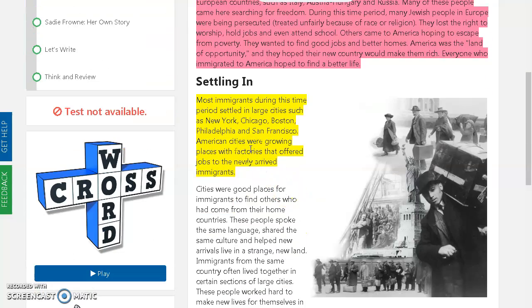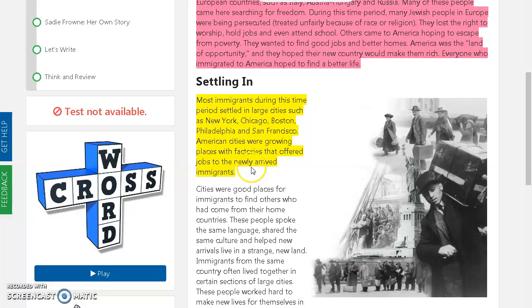Scrolling down to settling in. It says, what type of work did most immigrants do once they arrived in America? We also learned last week that most of the people coming to America worked in factories. Right here it says, most immigrants during this time period settled in large cities such as New York, Chicago, Boston, Philadelphia, and San Francisco. American cities were growing places with factories that offered jobs to the newly arrived immigrants. So most of these newly arriving immigrants worked in factories.